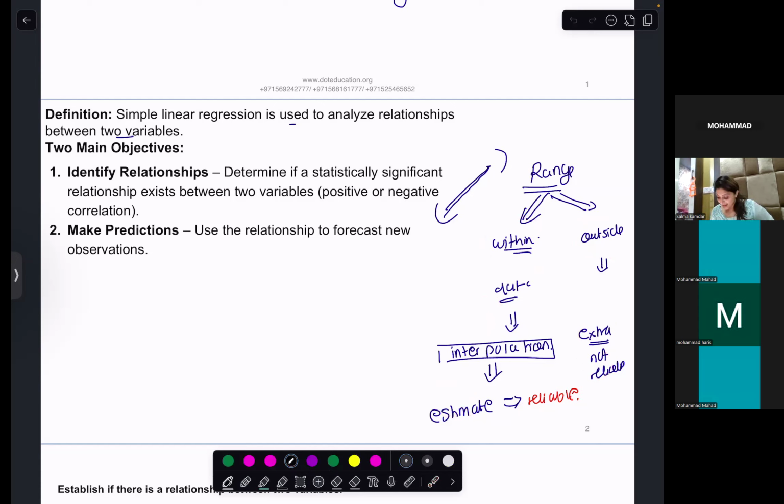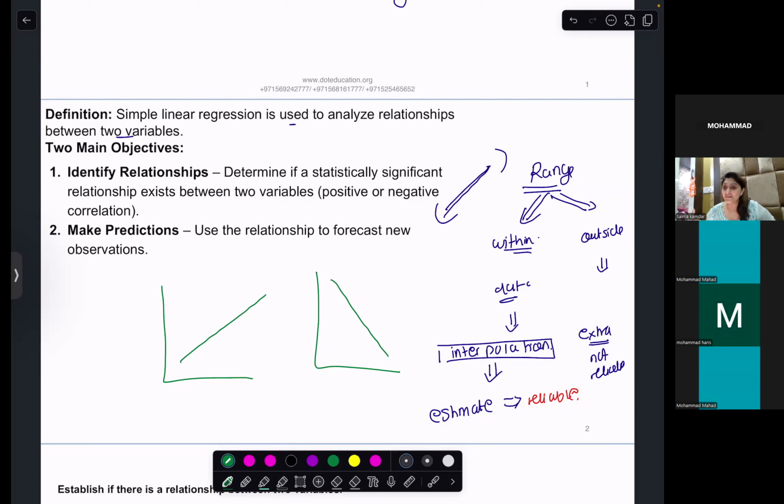We have a scatter graph, and for this, we make a line of best fit, which would look something like this. This line of best fit is a linear line. So this is called a linear regression line, which helps us to identify relationship and to make predictions.